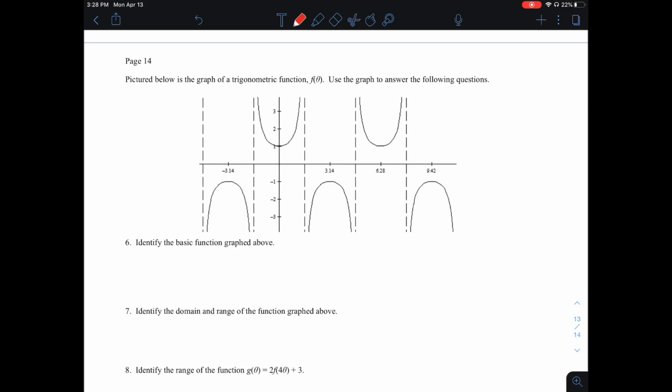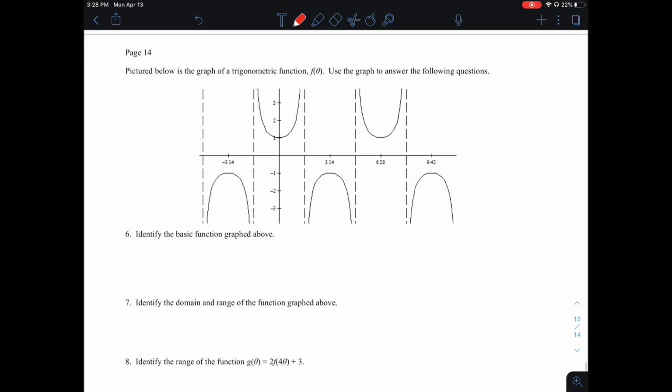Pictured below is a graph of a trig function. What is this trig function? Well, this is clearly secant or cosecant. Hopefully that's clear to you, because those are the ones that have this shape. Which one, cosecant or secant, begins the period at 1? Well, that's going to be secant. So this little fella here is secant of theta.